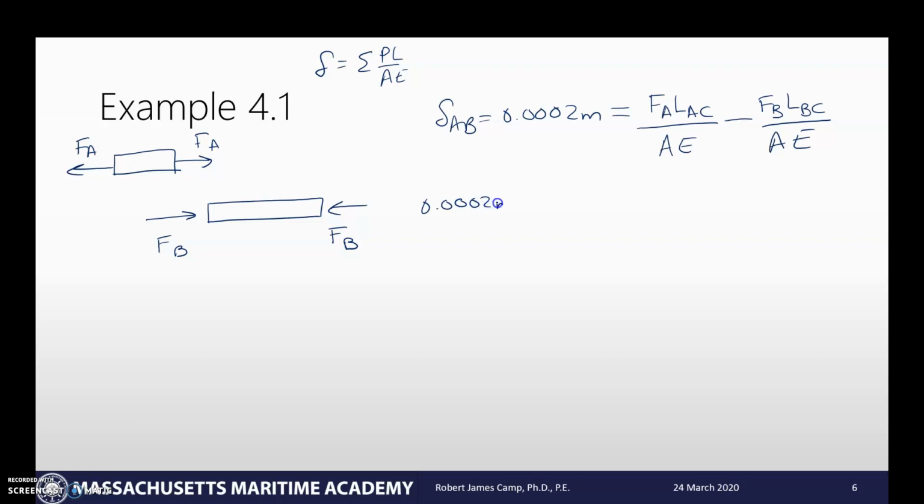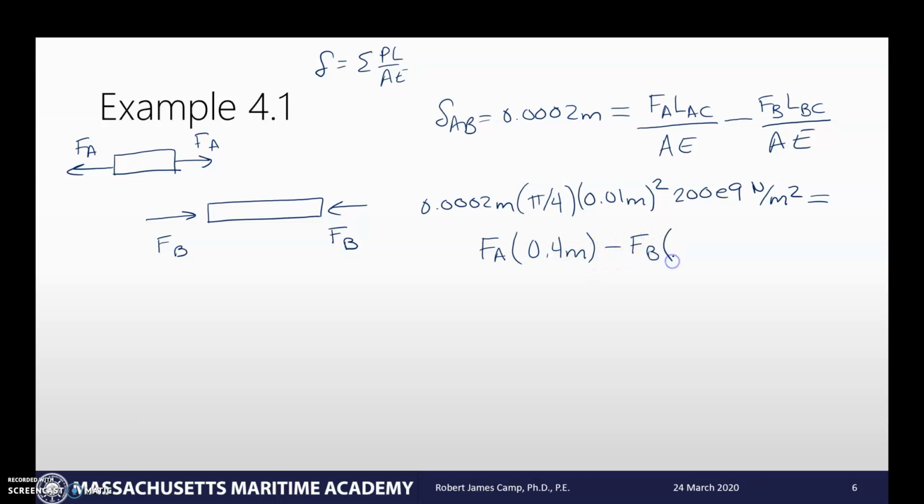So 0.0002 meters times the area, so pi over 4 d squared, and that is a 10 millimeter bar, correct? So 0.01 meters squared, because we want to convert everything over into meters, times the modulus of elasticity, 200 times 10 to the 9th newtons per meter squared. And this is why I converted everything into meters, because I want everything to cancel out appropriately. So there's all my left-hand side of the equation. That's going to equal the right-hand side. Well, the right-hand side is going to be the force in A times the length of A. So L_AC is that length over which that internal force acts, which is going to be 0.4 meters. I'm going to subtract from that FB over the length over which that FB force is there, which is 0.8 meters.